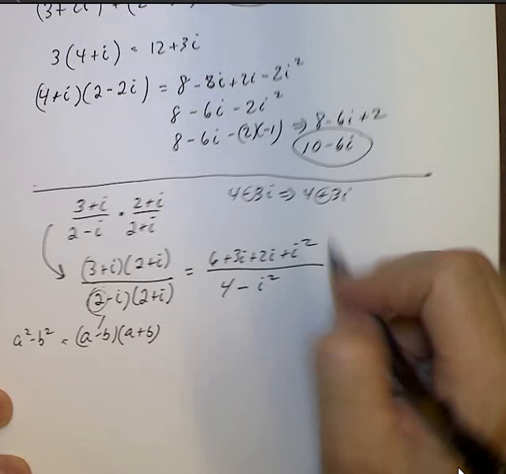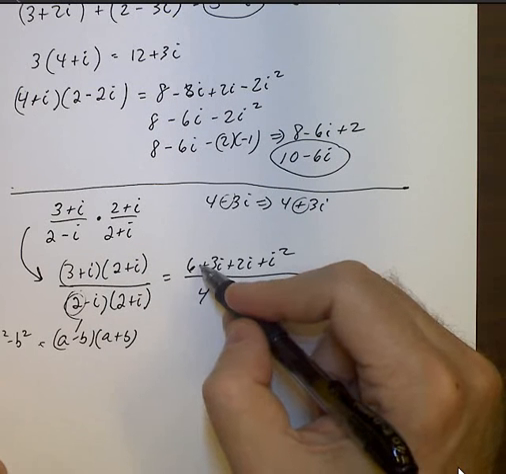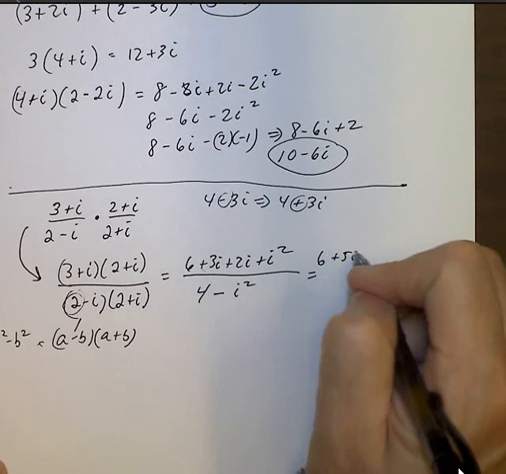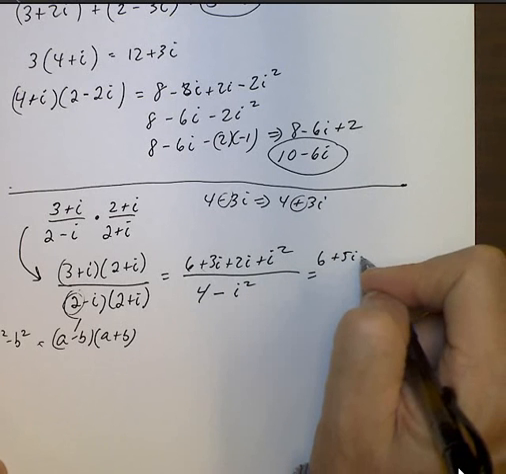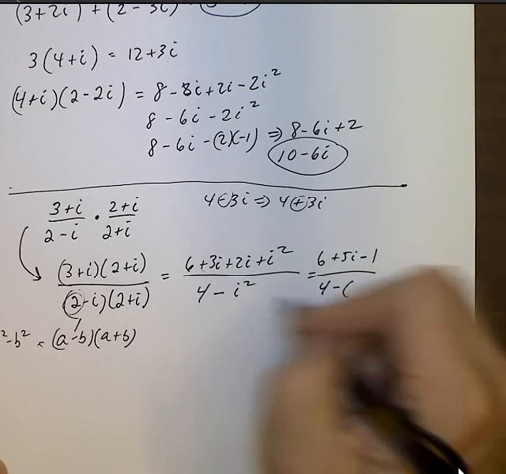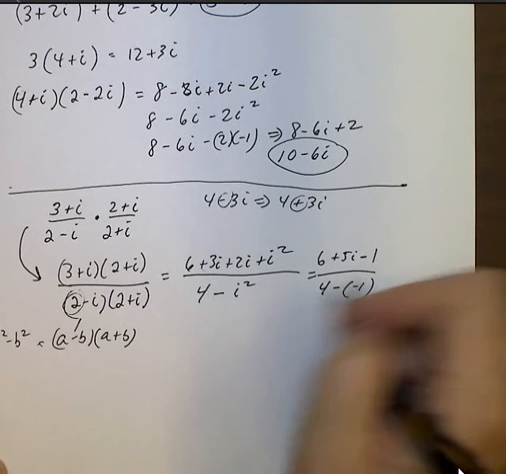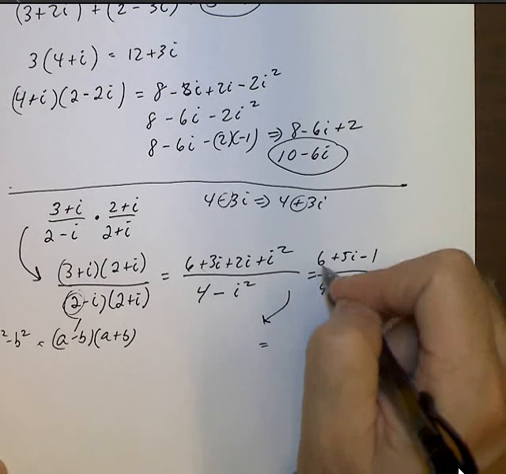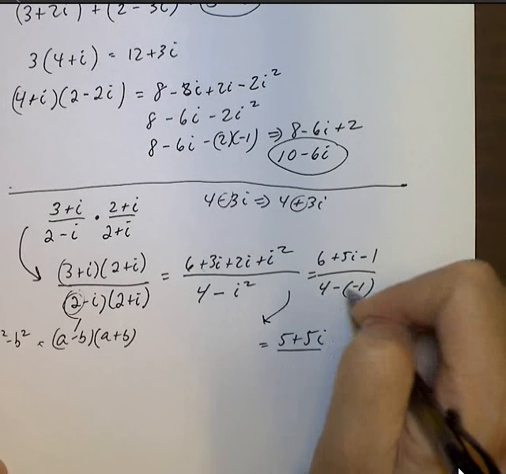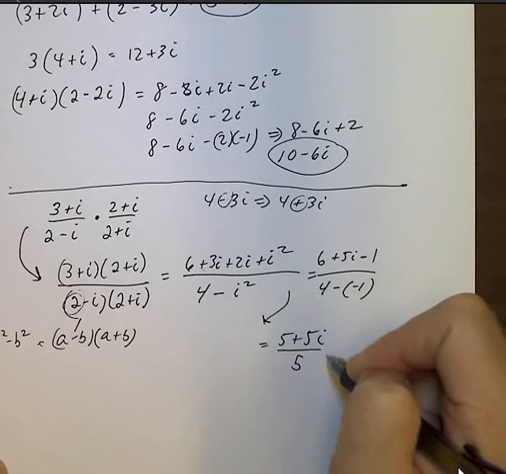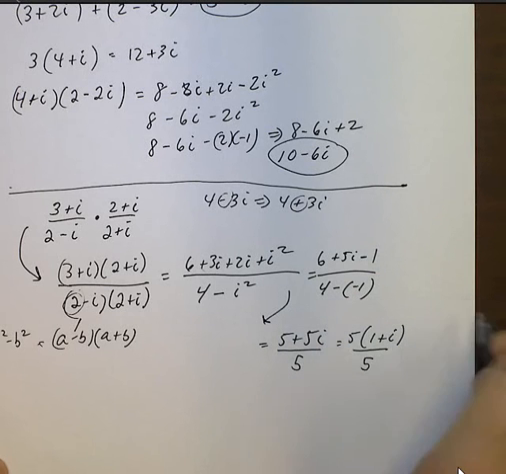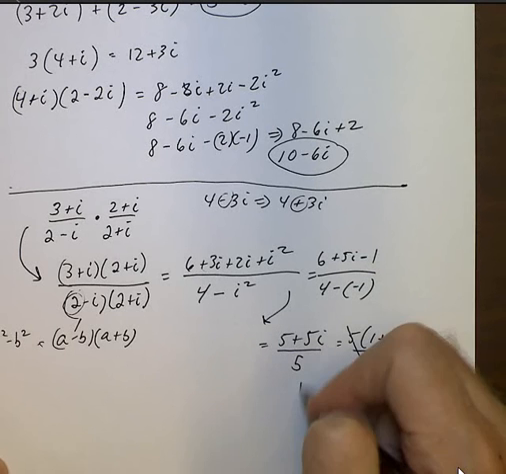Alright, so let's come over here. Let's combine like terms. 6, 3i and 2i is 5i. Plus i squared means minus 1. In the denominator, I get 4 minus i squared being a negative 1. 6 minus 1 is 5. 4 minus a negative 1 is 5. Let's factor out a 5 in the numerator. And your answer is 1 plus i.